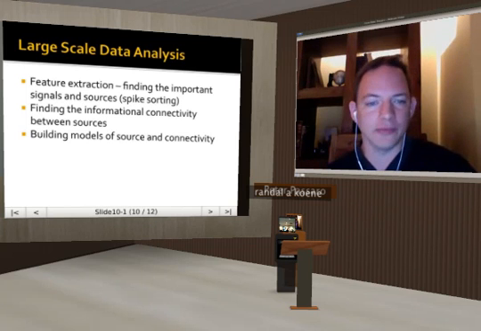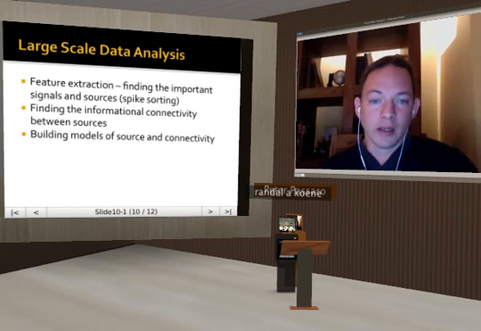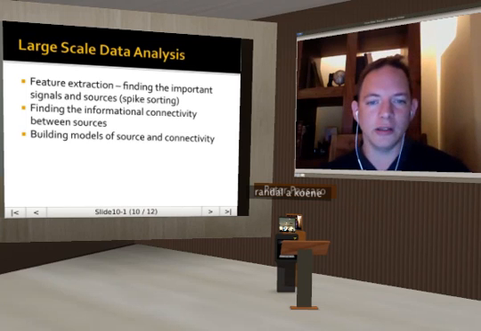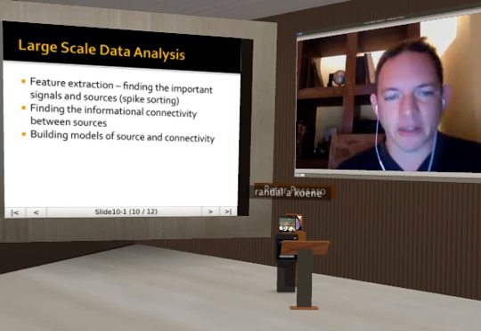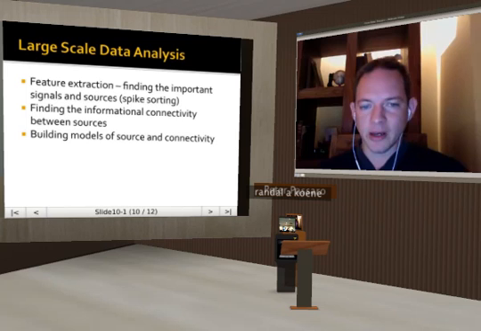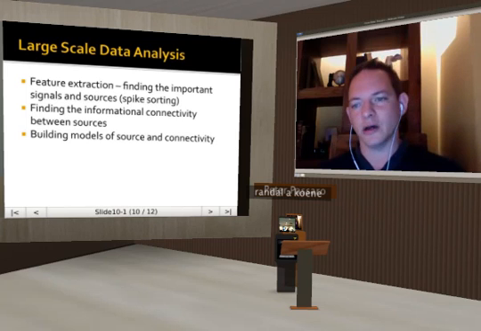From that, we get single voltage records. We get a lot of data back from this system. Experiments are now into the gigabytes for an hour or two experiment. And so the problem we're facing now is how to parse through tons of this data, and that's most of what I've been spending my time on for the last couple of years. So feature extraction: finding the important signals and sources in this data.